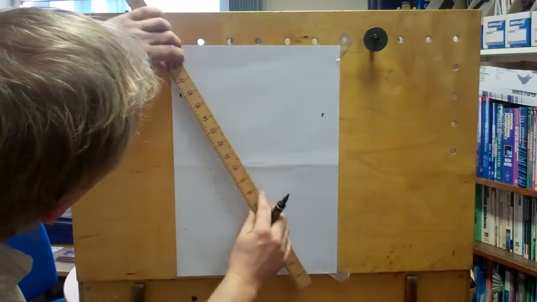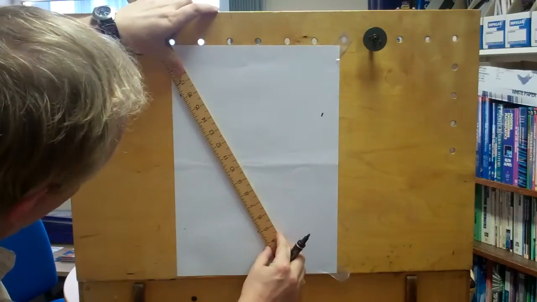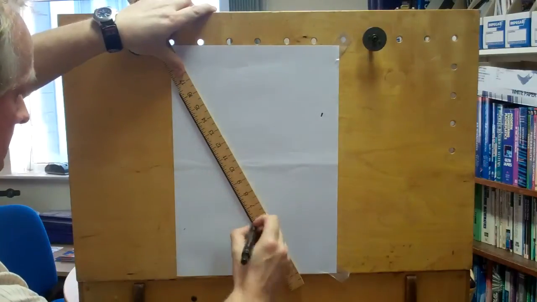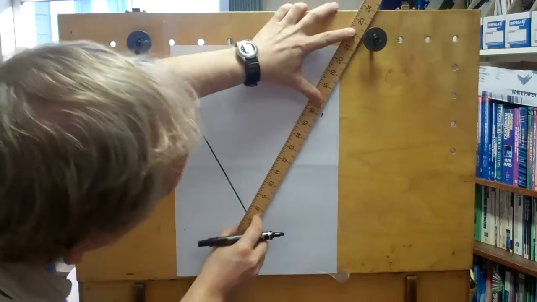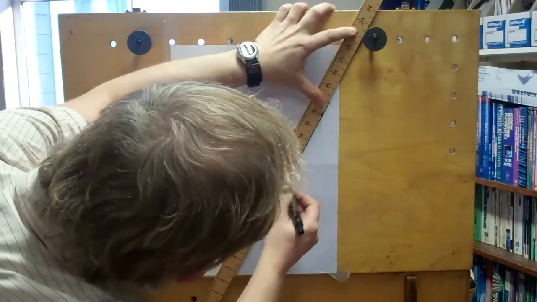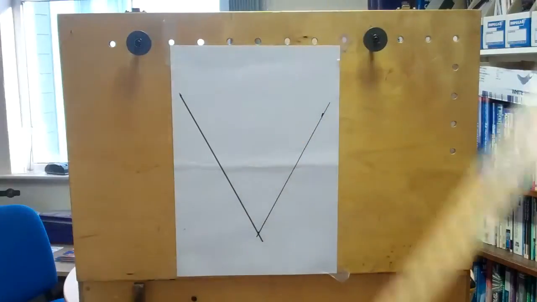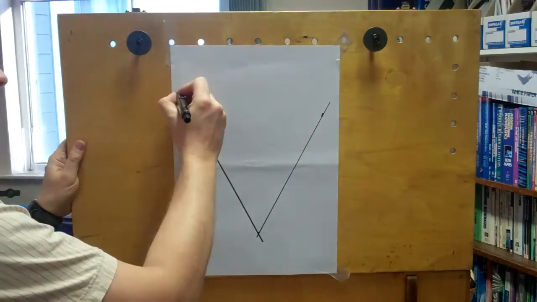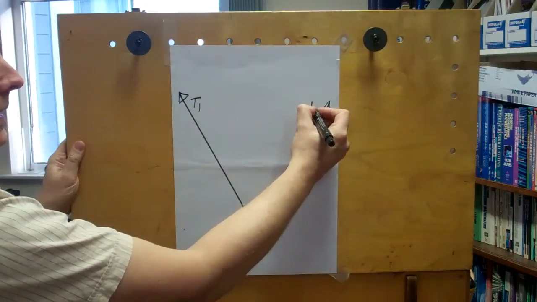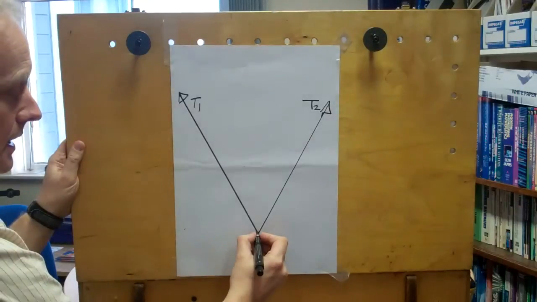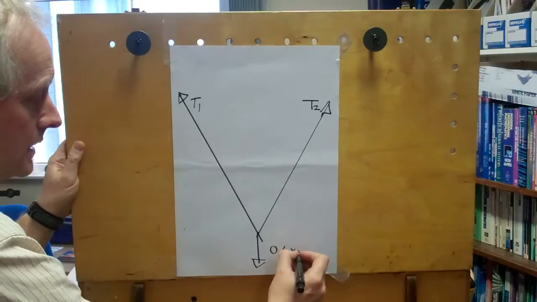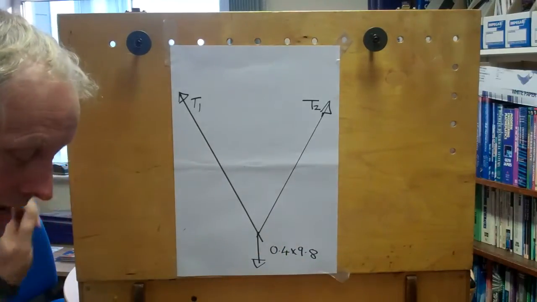So we have one force acting in that direction, and another force acting in that direction. We can call this one T1, and we can call this one T2, and we will have a weight force of 0.4 times 9.8 acting straight down.